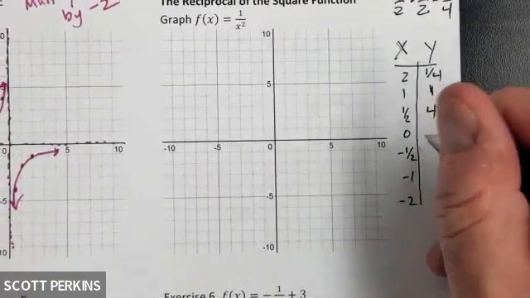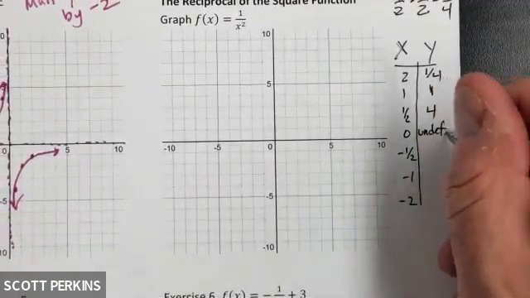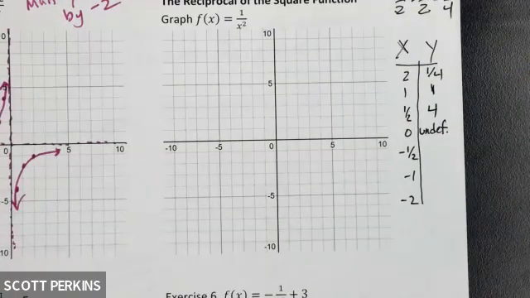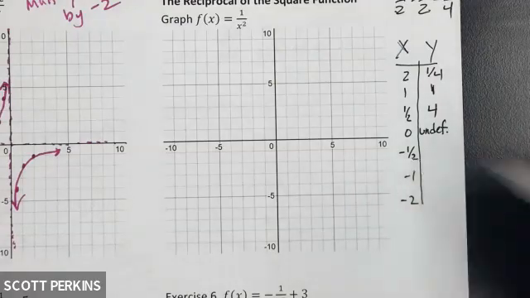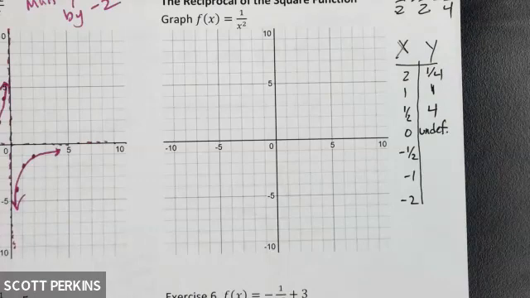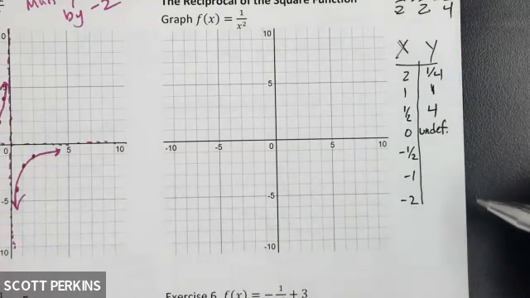Once again, when I put 0 in the denominator, it's undefined, so it looks like we're going to have a vertical asymptote there. And then these values right here, when I put negative a half in, well, first off, let's not worry about the half part. When I square a negative number, what do I get? Positive.